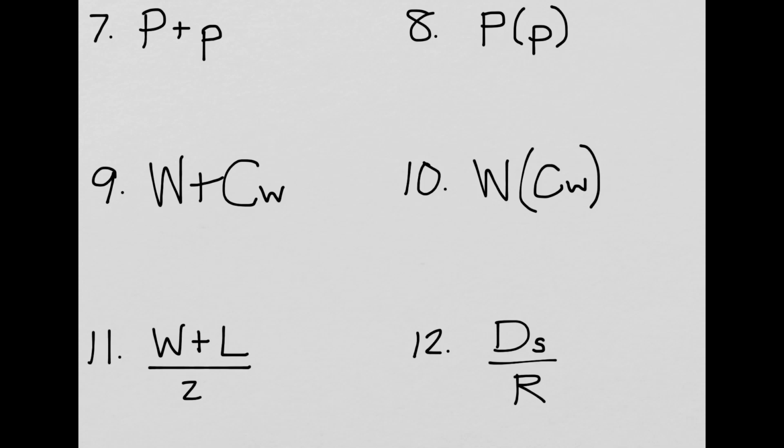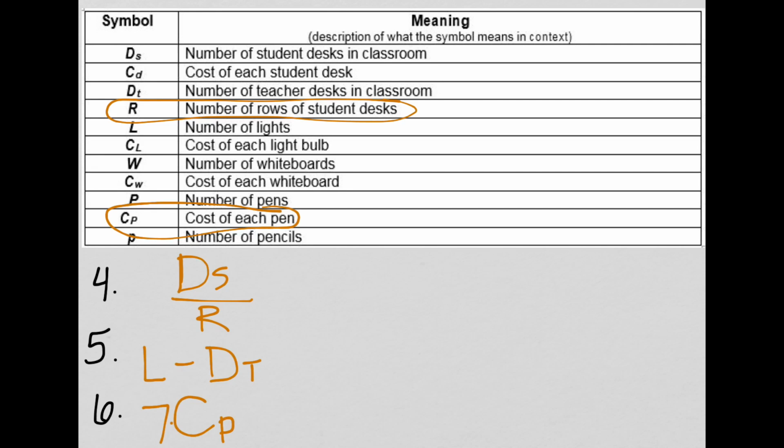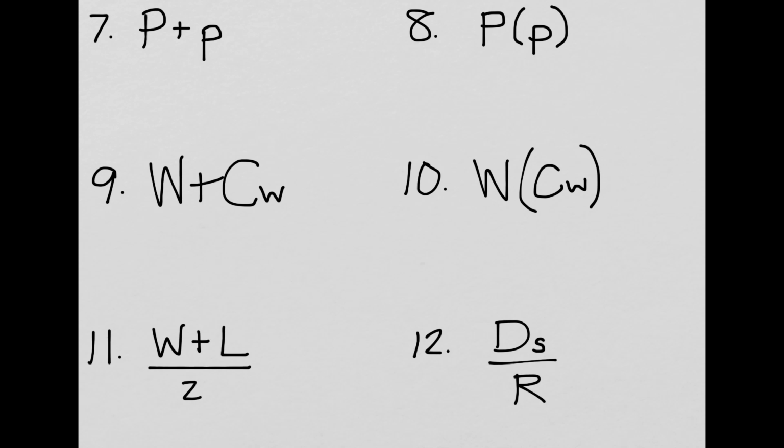Okay, so be careful. Don't just translate without thinking. You're not a robot. You can think. Okay, so number 7. We've got a big P and a little p. If you go back over here, capital P was the number of pens and small p was the number of pencils. So if I just straight up translated this, it would be the number of pens plus the number of pencils. But that is not good enough.